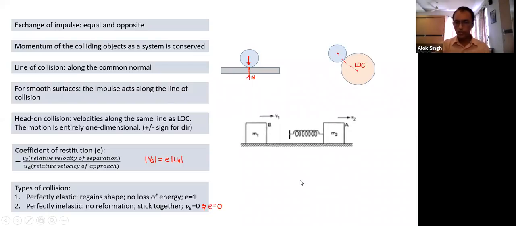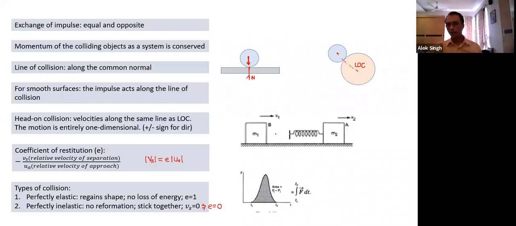To understand reformation and deformation, we can think of something like this. Suppose on a smooth surface a block is kept here and a spring is placed here, and another block is moving with velocity v1. Of course, for them to collide, v1 has to be greater than v2 if they're moving in the same direction. Just try to visualize what would happen when these two blocks get in contact.